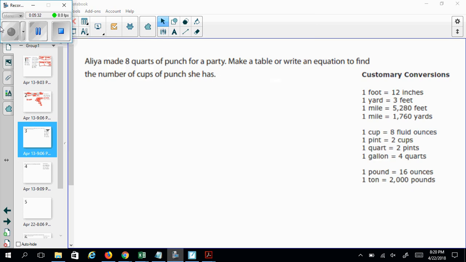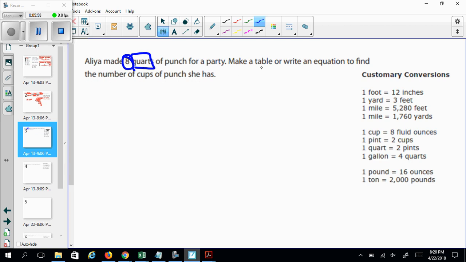All right, so Aaliyah made 8 quarts of punch for a party. Now, quarts is customary units, which is what we here in the U.S. use. So I'm looking at all of my customary conversions. Okay, so here she made 8 quarts, and it says make a table or write an equation to find the number of cups of punch she has.